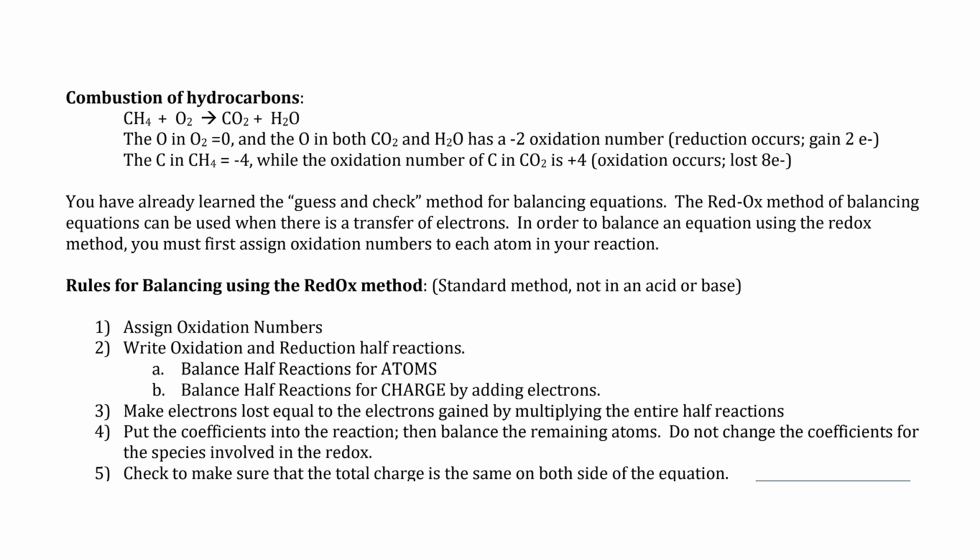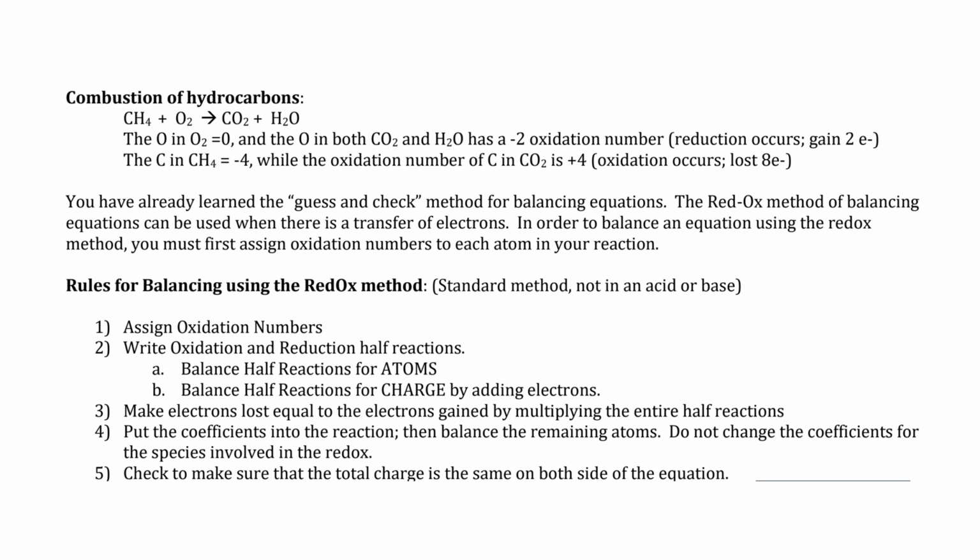Combustion of hydrocarbons, the O in O2. So you have CH4 plus O2 produces CO2 plus H2O. The O in O2 is 0. The O in both CO2 and H2O has an oxidation number of -2. The C is -4 in methane, CH4, while the oxidation number in CO2 is 4+, so oxidation occurs. You lose 8 electrons.